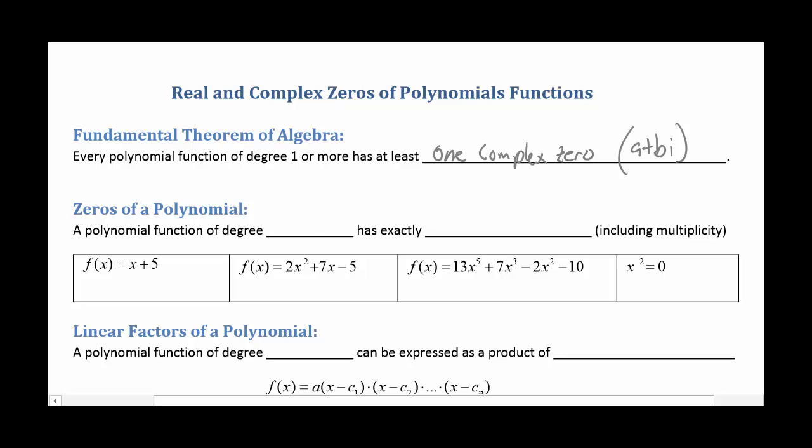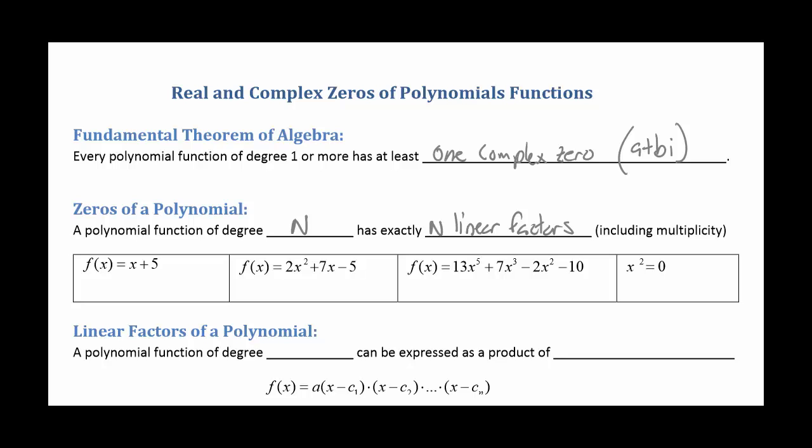So a polynomial of degree n has exactly n linear factors. This includes multiplicity. Multiplicity simply means that we're allowing for repeats to happen. So if you have x minus 2 squared, that squared part tells us there's a multiplicity of 2. Now let's look at a couple of different examples.